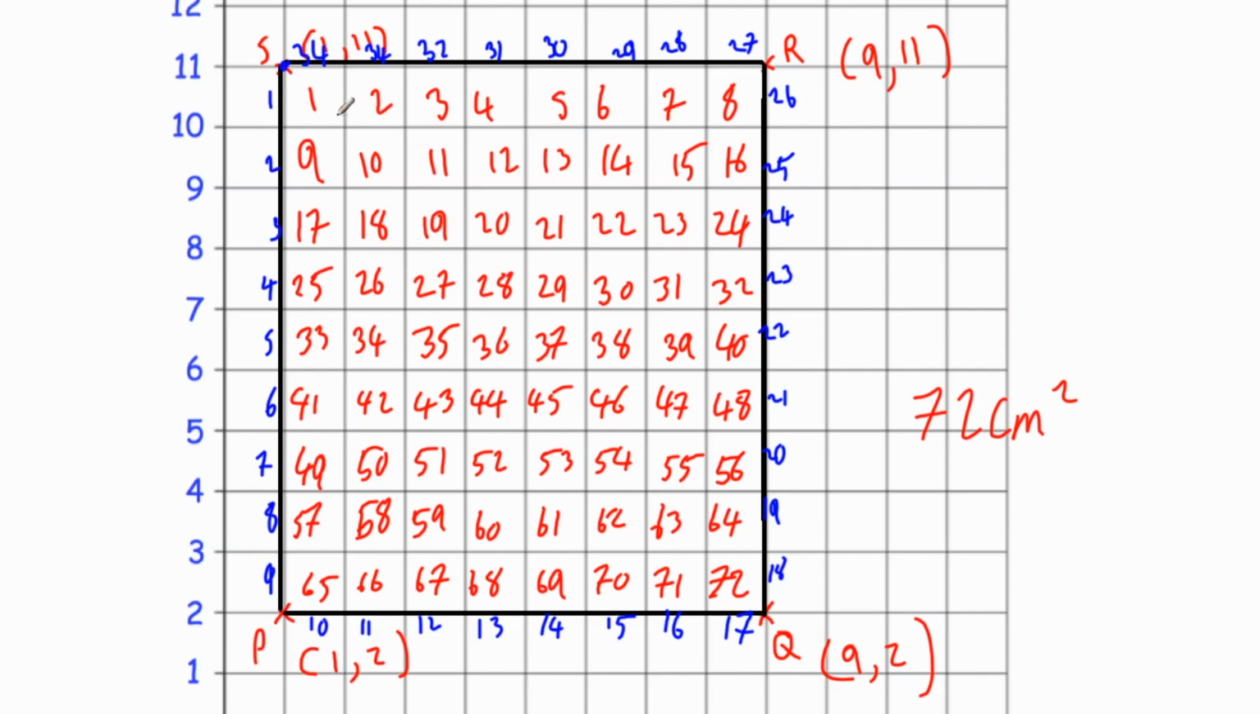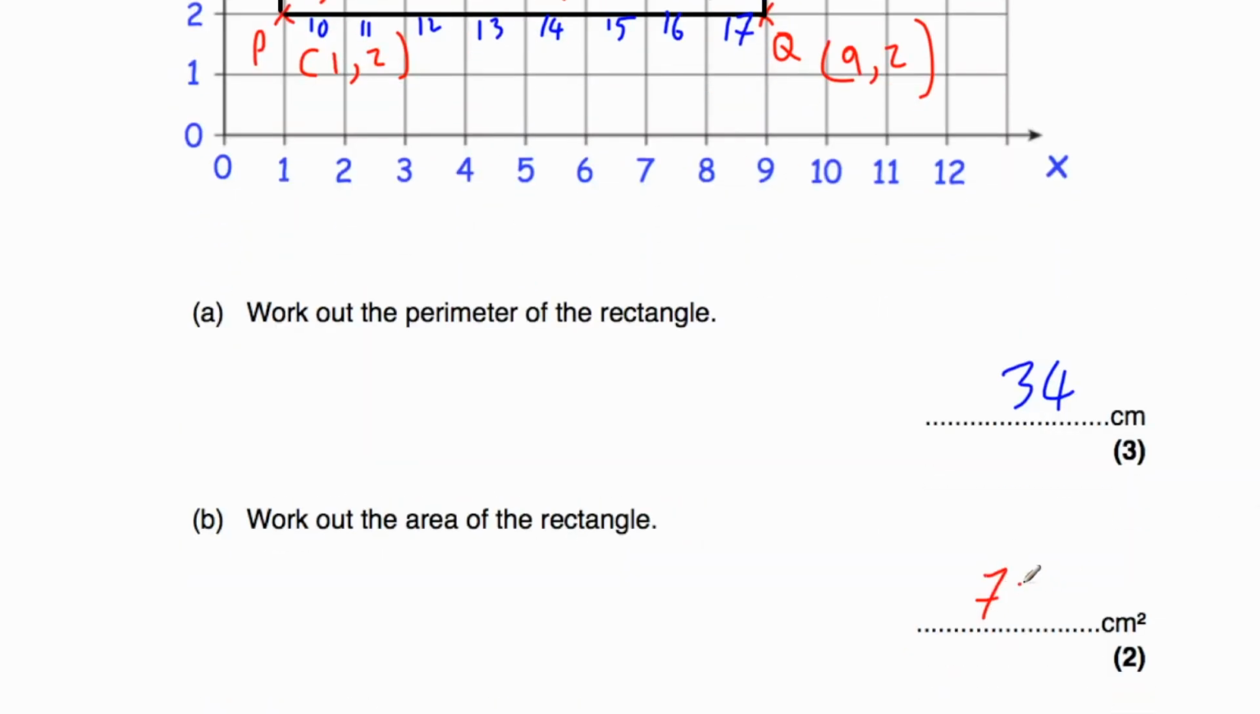Or another way you could have done that was to say there's 8 squares in each row, and there's 1, 2, 3, 4, 5, 6, 7, 8, 9 rows, and 8 times 9 would be 72. So there's 72 squares inside of it, so that's 72 centimeters squared. So let's write that down, 72, and that's it. Okay, let's look at our next question.